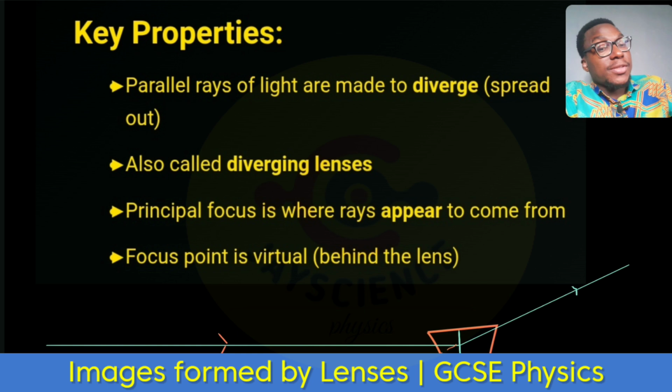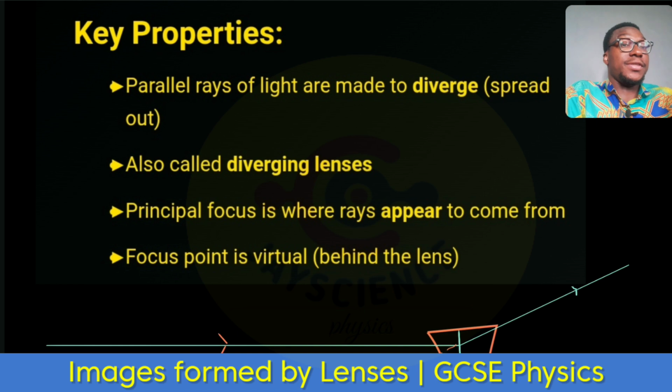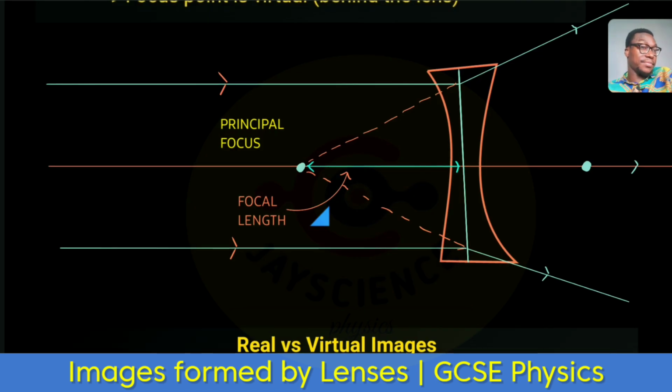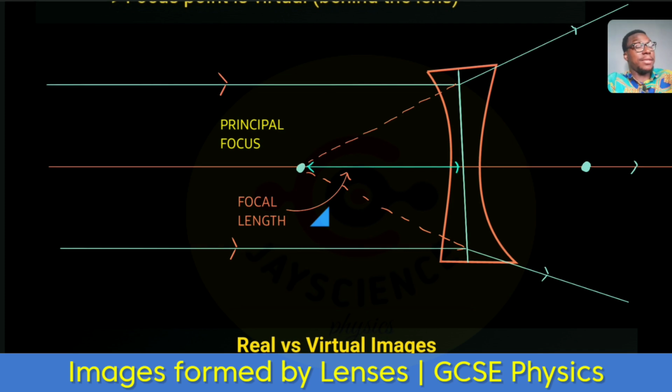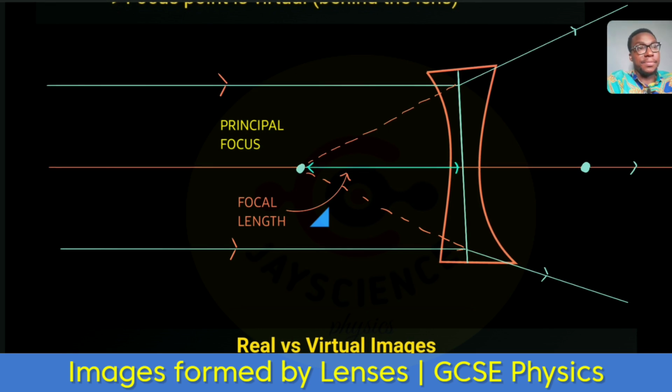So the principal focus is now the point from which the rays appear to diverge. Trace the rays backwards. It looks as if they come from a particular point on the same side of the lens. That point is called the principal focus. So if we were to define that here, we would say it is the point at which it appears that the rays diverge from. And we represent that with dashed lines because they're virtual. So real and then virtual. We'll talk about that in a bit.